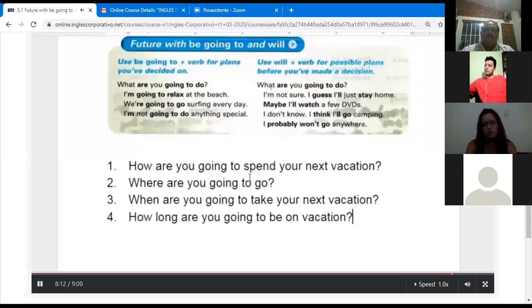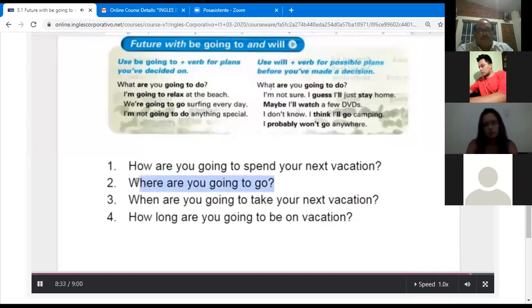How are you going to spend your next vacation? Where are you going to go? When are you going to take your next vacation? How long are you going to be on vacation? Now, if you look at, let's say, the second question, where are you going to go? You might have decided to take your vacation and you might know exactly where to go. And then again, you might not.